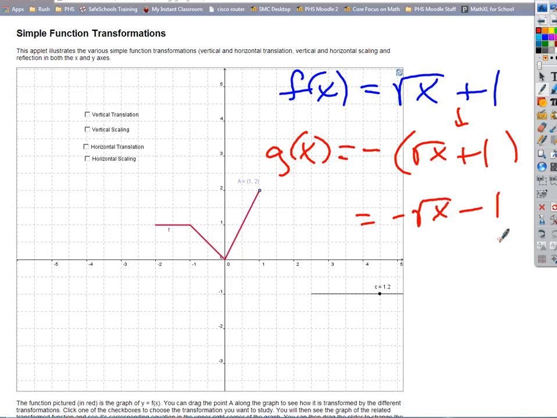Yes, ma'am? So if you don't know what f of x is, then you can't reflect it? Well, okay, I see what you're getting at, but couldn't I also just say g of x equals negative f of x? Yeah, that's what I was wondering. Right, it means the same thing, but if we put in the specifics, it looks like that for that particular function.